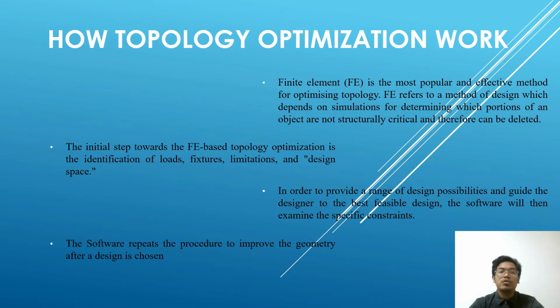The initial step toward the finite element-based topology optimization is the identification of load, features, limitations, and design space. In order to provide a range of design possibilities and guide the designer to the best feasible design, the software will then examine the specific constraints. The software repeats the procedure to improve the geometry after a design is chosen.